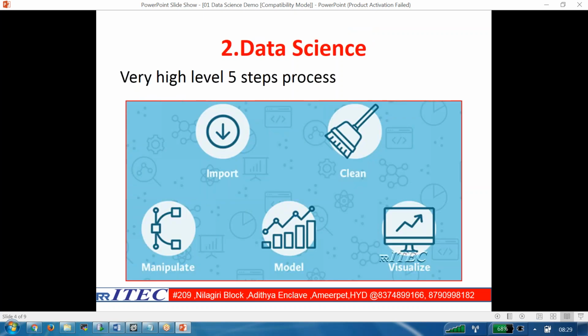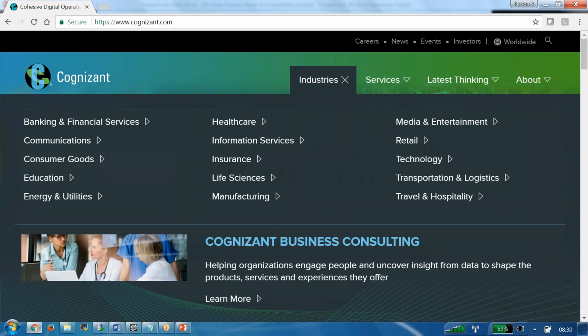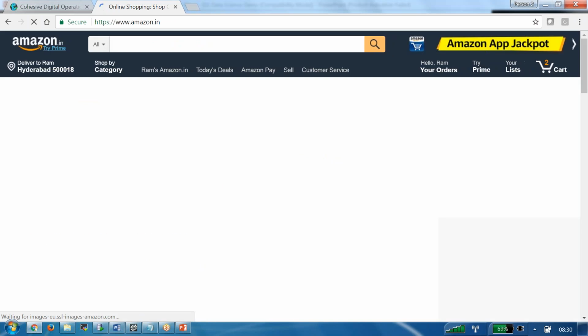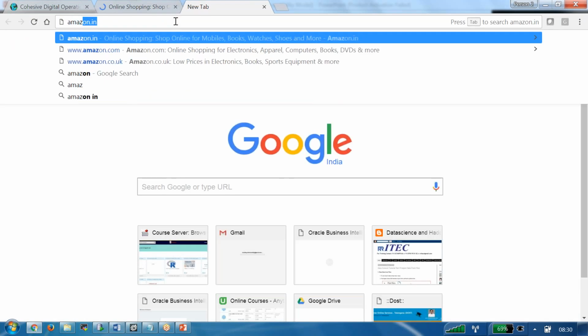What exactly is data science? Nothing. Only these 5 activities. If you know these 5 activities, data science is completed. What is the first point? Import. If you take any business, the data is not available in one place. For example, everyone is aware of one retail chain called Amazon.in, right? And also everyone is aware of Amazon.com, right?